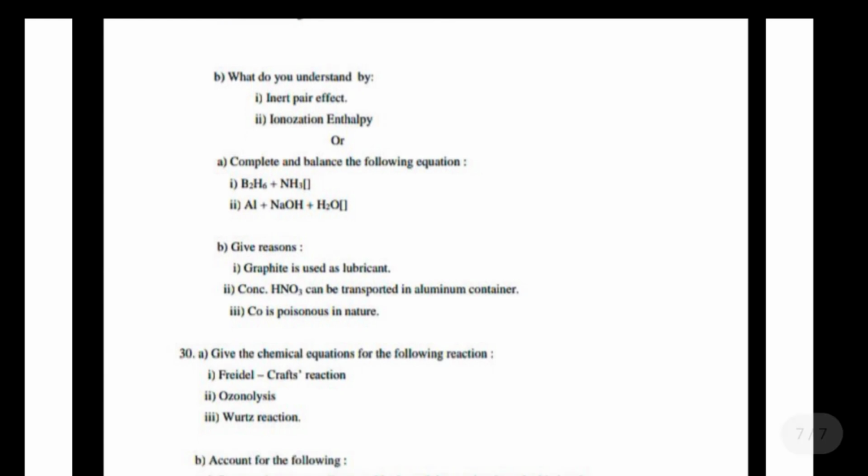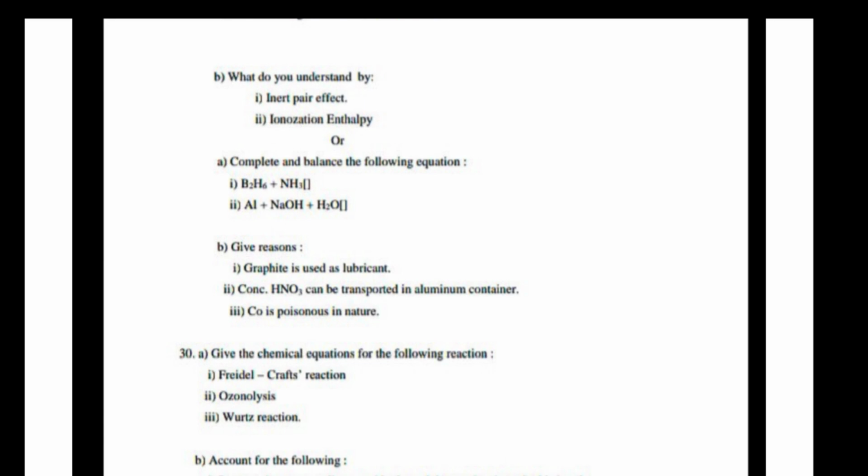B, what do you understand by? First, inert pair effect. Second, ionization enthalpy. Or A, complete and balance the following equations. First, B2H6 plus NH3. Second, Al plus NaOH plus H2O.